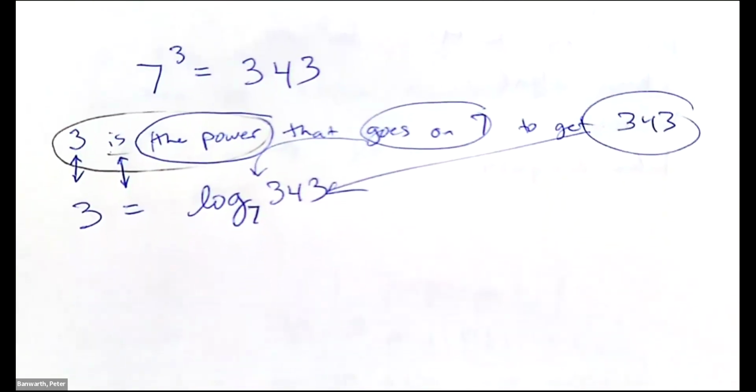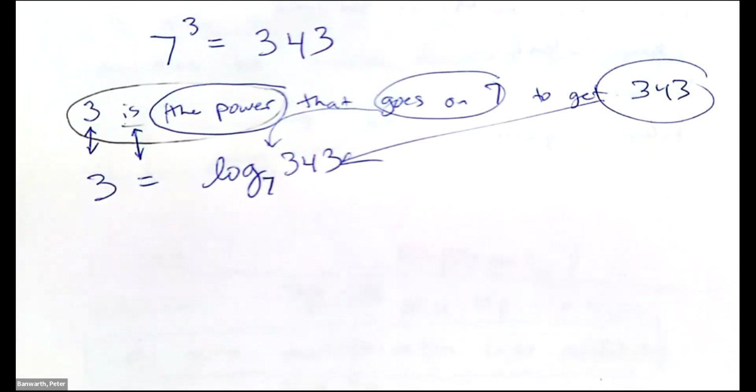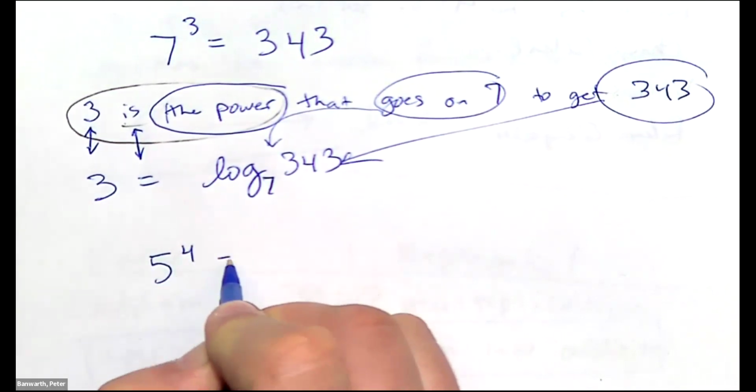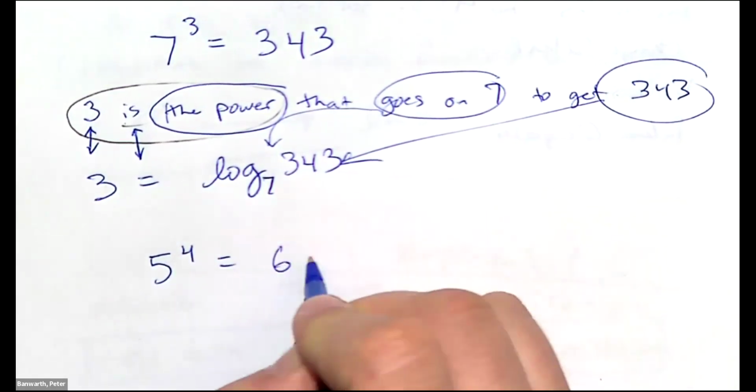Let's do one more, and this time I'm going to get you to do it. By the way, if you're practicing, don't ever use the number 2. 2 is the power that goes on 2 to get, right? That's terrible. Too many 2s. I learned that early on. Little pro tip for all of you. Don't do logs with the number 2. All right, but let's look at 5 to the 4th. That's equal to 625.